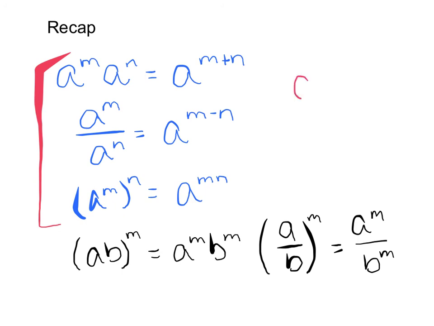The last couple of properties that we talked about were the negative exponents and the zero exponents. So if you had a to the negative m, you could rewrite that as 1 over a to the m. And then if you had a to the 0, what is anything to the 0? It's 1. This is just a recap of all of the properties of exponents that we did in this video.